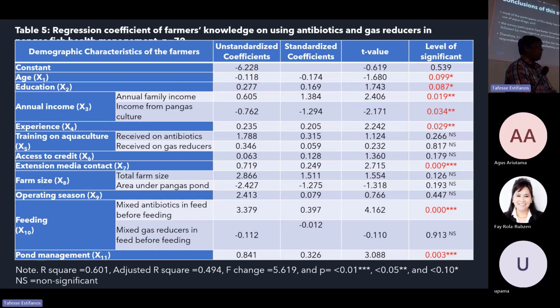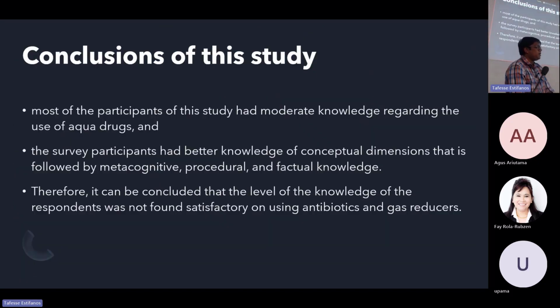So what does it mean? If I conclude my study, most of my participants had moderate knowledge regarding the use of aqua drugs and antibiotics, like gas reducers. The survey participants had better knowledge on the conceptual dimension, followed by metacognitive, procedural, and factual. Factual knowledge was very low in my ranking. So I can say that I am not satisfied with the knowledge level they got. The categories range from poor to medium; it's not high knowledge according to my research.